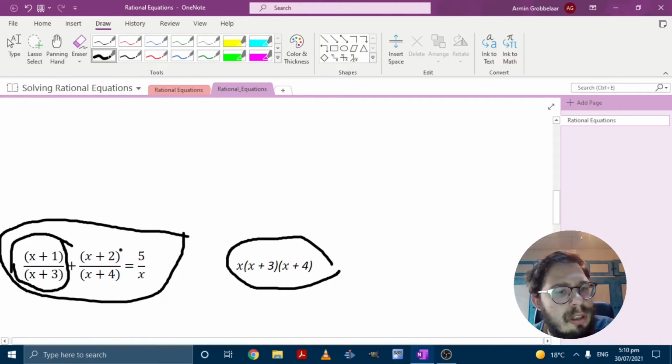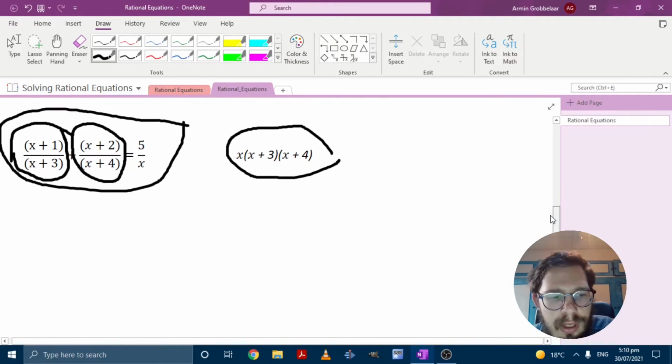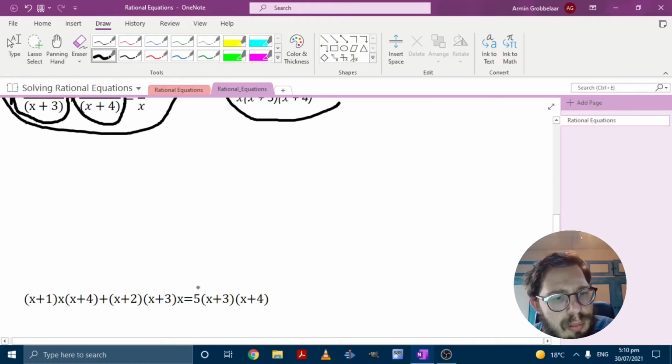Plus, so we go to the next term. Now this x plus 2 already has an x plus 4, so it only needs an x and an x plus 3. So we say plus x plus 2 times x plus 3. And that's what we have here in this part here.